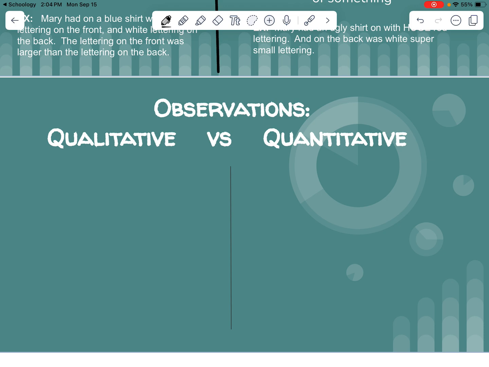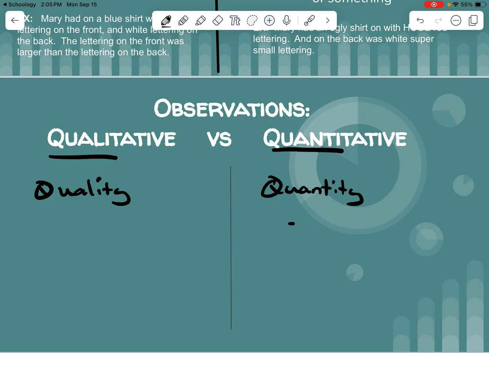Now, we already know that these come from the root words, quality or quantity. That's where it comes from. Remember, quantities are numbers. Quality is adjectives that describe it. So that's the hard part, is choosing things that are very descriptive.